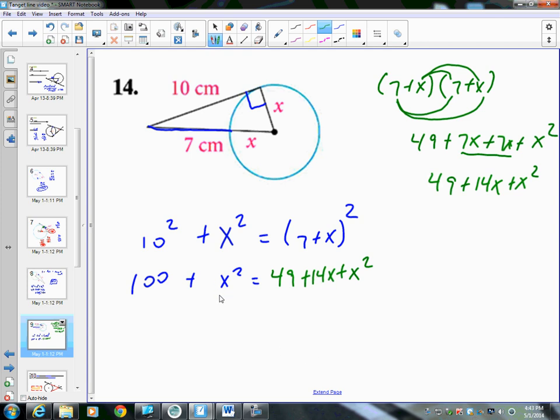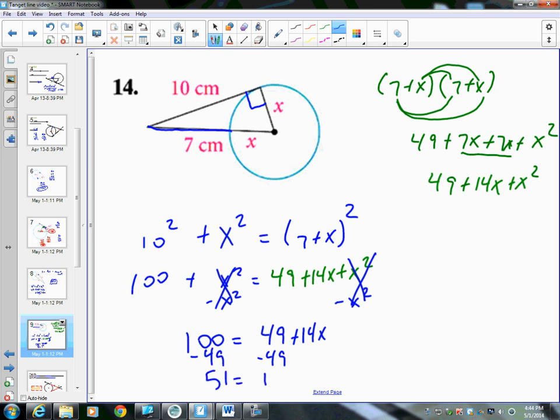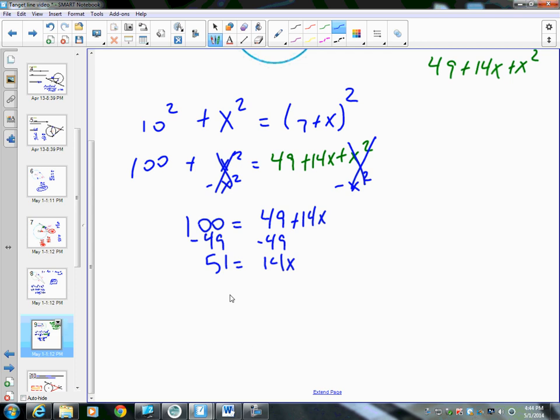Okay, to solve this, I'm going to go ahead and subtract x squared from both sides. So minus x squared. These cancel out. Interestingly enough, those cancel out, so we're left with 100 on the left side and 49 plus 14x on the right side. Now I'm going to get rid of 49, so subtract 49 from both sides. 100 minus 49, we end up with 51 is equal to 14x. Let me extend the page.